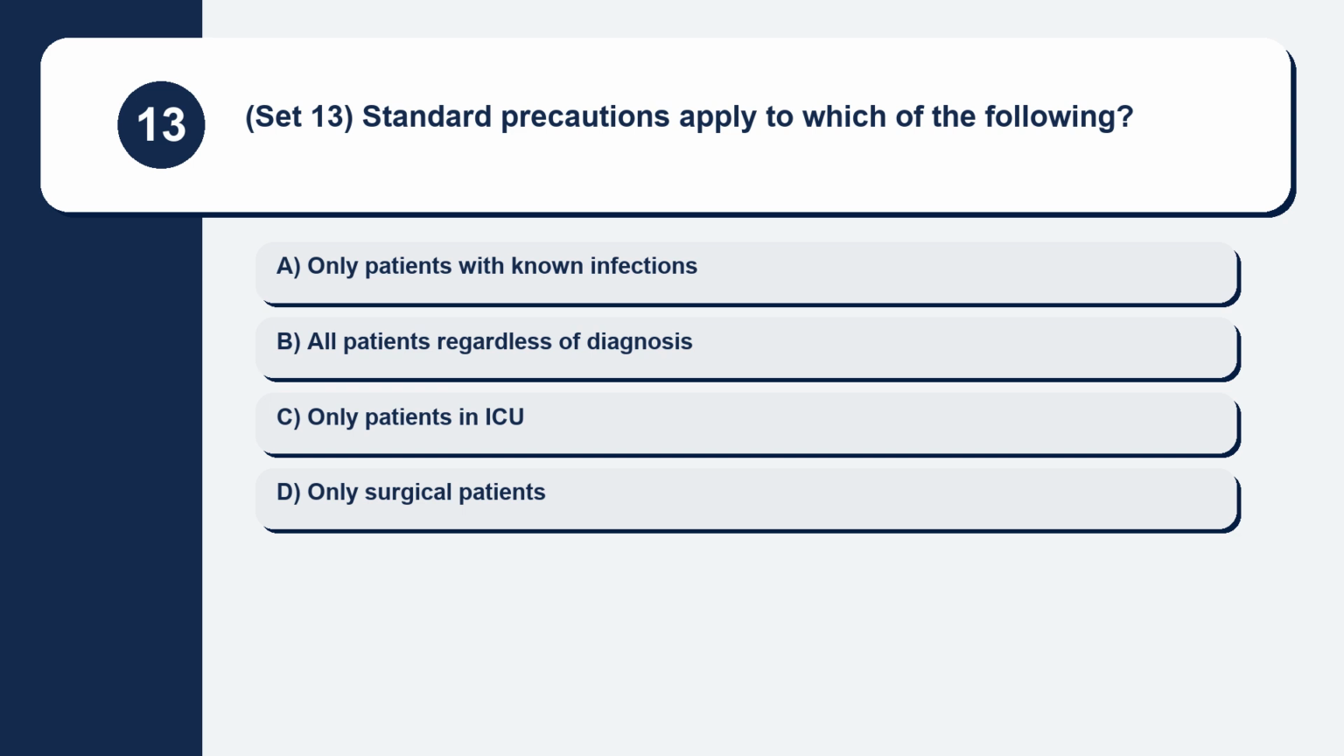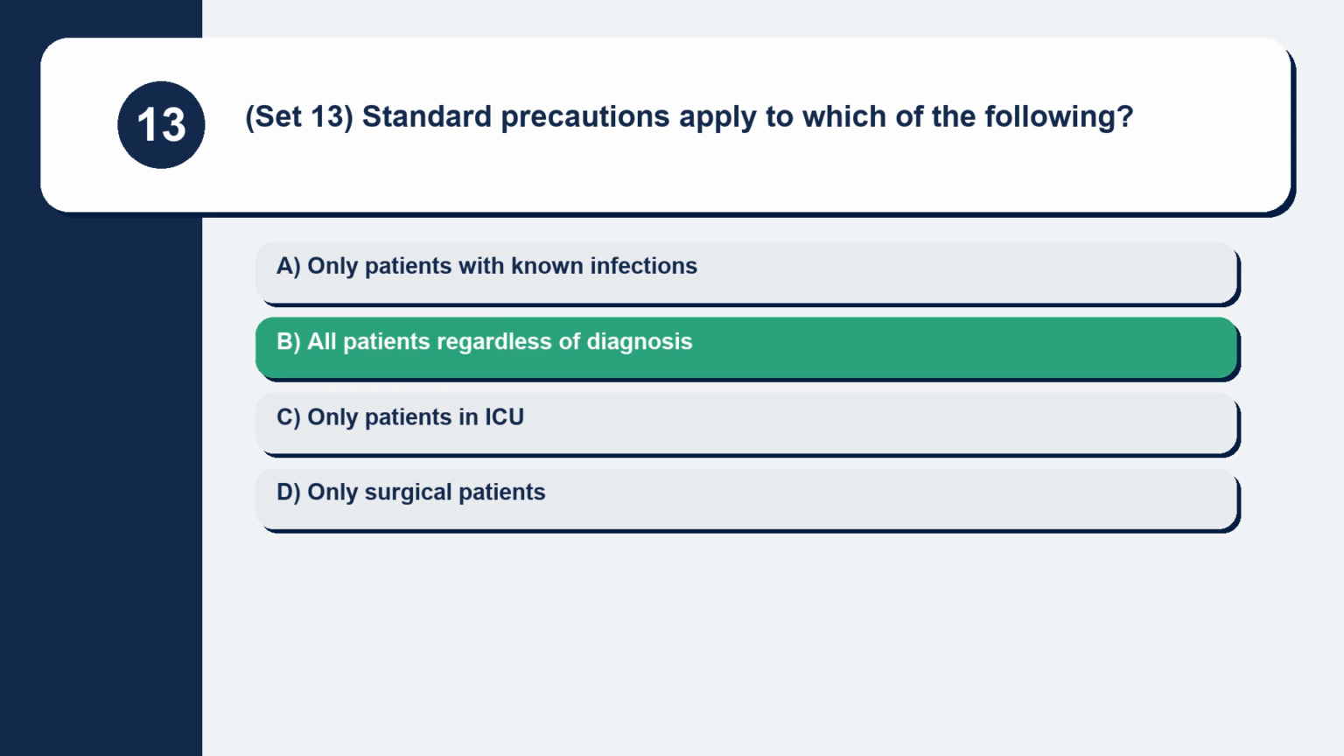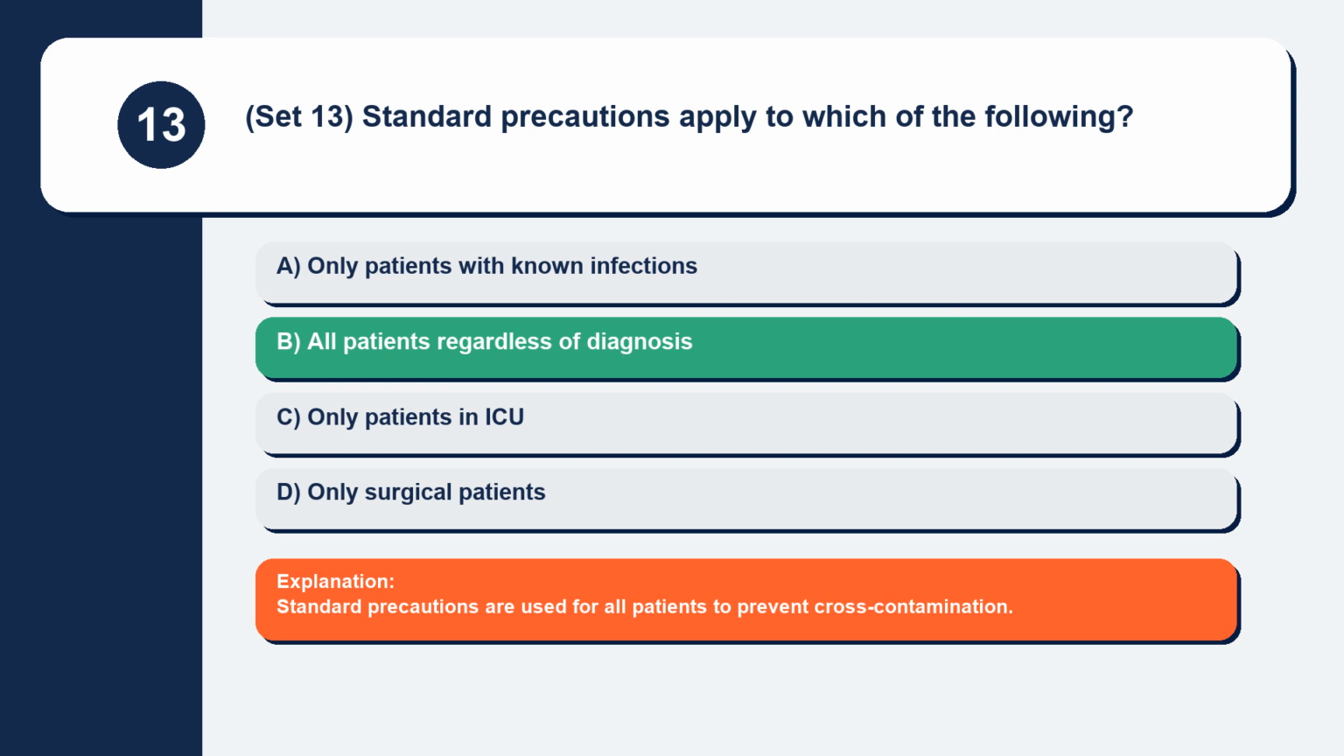Question 13. Set 13. Standard precautions apply to which of the following? Only patients with known infections. All patients regardless of diagnosis. Only patients in ICU. Only surgical patients. Standard precautions are used for all patients to prevent cross-contamination.